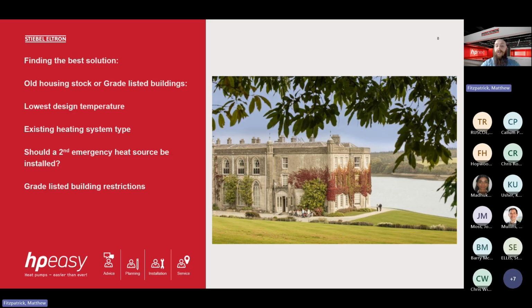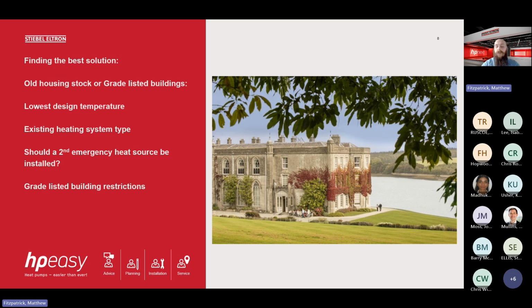Should we install a second heat source? Yes, is the easiest answer. If it's going to be used for public events, personal use, whichever, we should always have that second heat source there. The property has quite a large amount of value in the way of what's been installed, what's in there, and its historical value. So yes, we want to maintain that moving forwards.